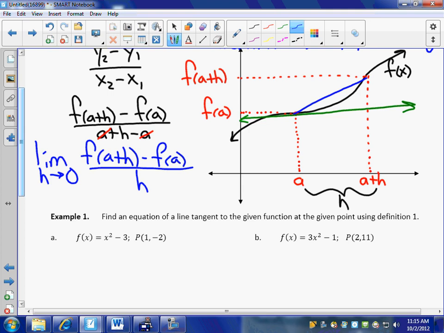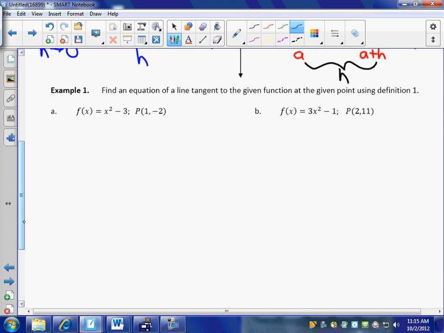So let's now choose our new problem, which says find an equation of a line tangent to a given function at the given point using this first definition. I'll show you so easily how it works. We have this graph, f of x is equal to x squared minus 3. I'm going to quickly make a little sketch here. What does x squared minus 3 look like? It's a parabola. Very good. 1, 2, 3.